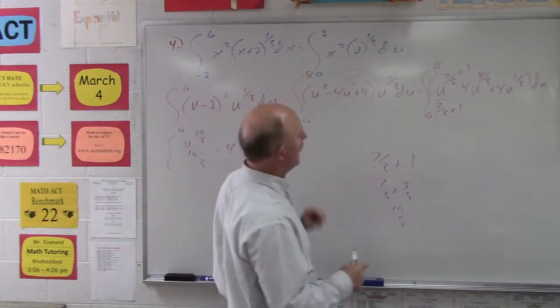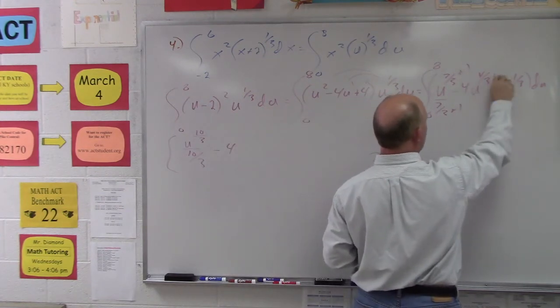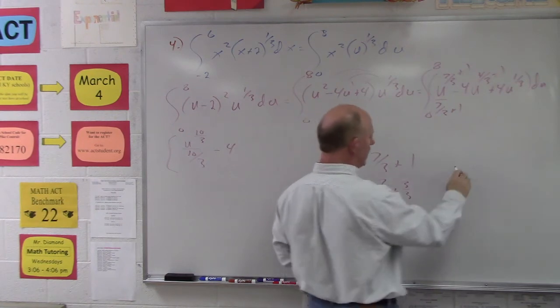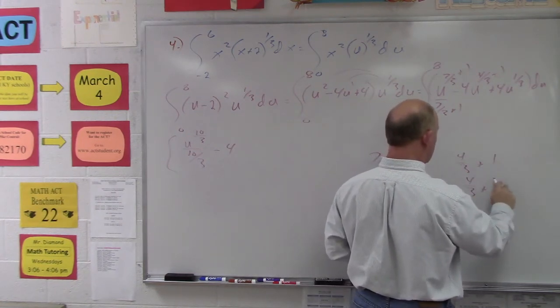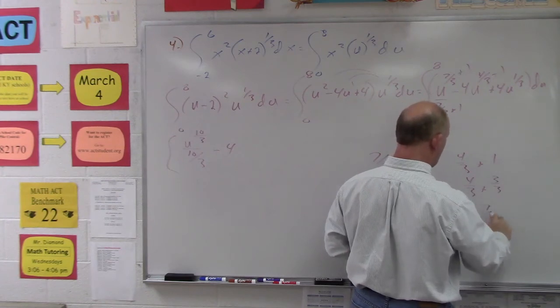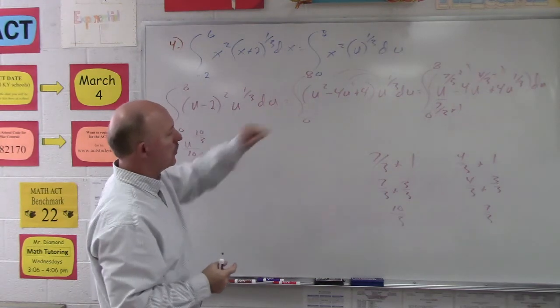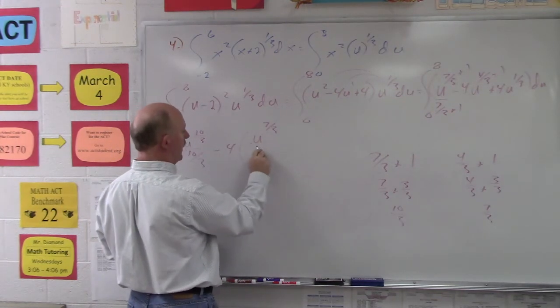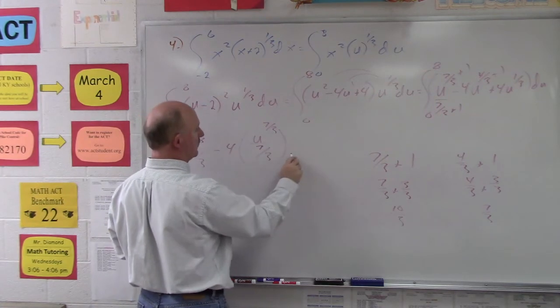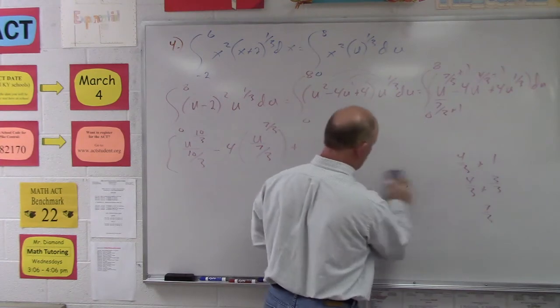Now when you find the antiderivative of u to the 4/3, we're going to have to add 1 to your exponent. So 4/3 plus 1 is 4/3 plus 3/3, or 7/3. So the antiderivative of u to the 4/3 becomes 4 times u to the 7/3 power divided by 7/3, plus. Okay, let's do the last one down here.